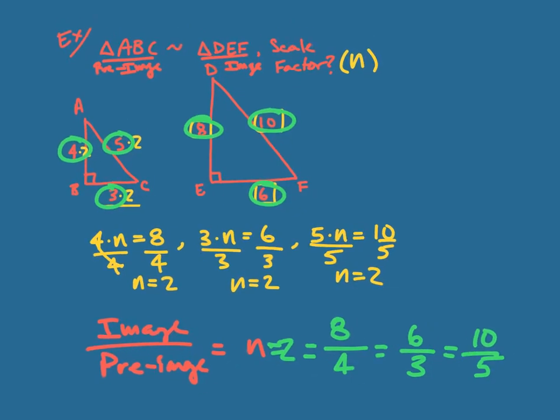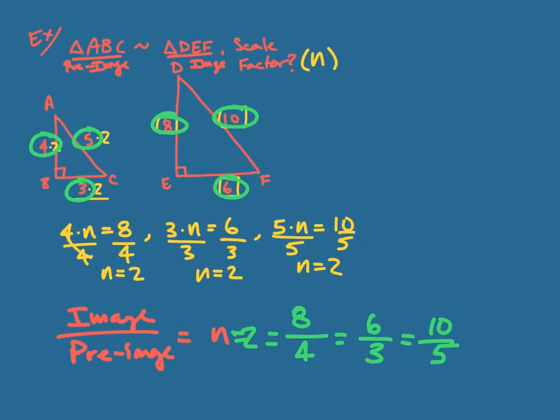Now, what I'm also showing you here is that these sides are proportional. Remember that we said proportional means that fractions are equal. 8 divided by 4 is equivalent to 6 divided by 3, which is also equivalent to 10 divided by 5. Now let's look at another example.